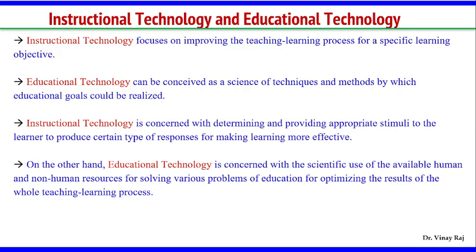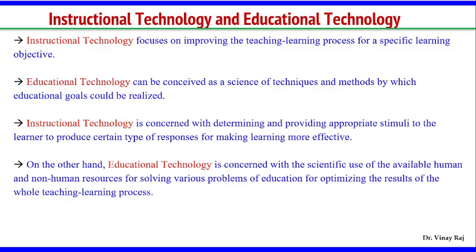Whereas educational technology has a broader scope, right. It can be conceived as a science of techniques and methods by which educational goals could be realized. So knowing complete computer science fundamentals is educational technology. Learning only some sorting or searching technique, some specific objective, comes under instructional technology. Basically, educational technology is the superset and instructional technology is the subset.